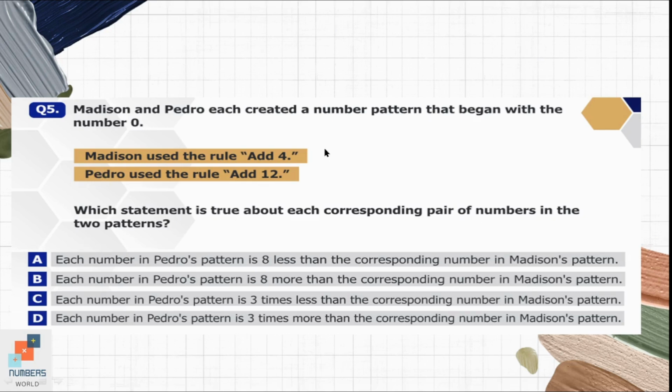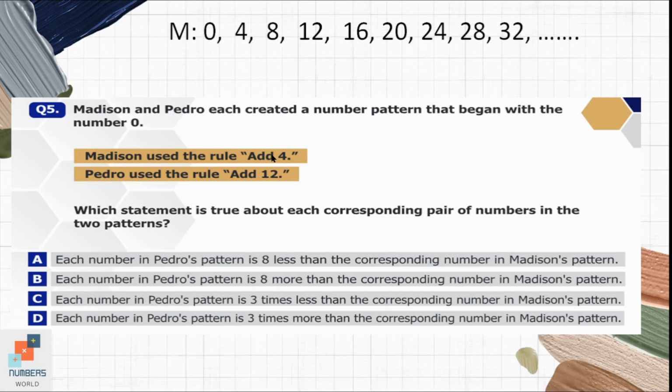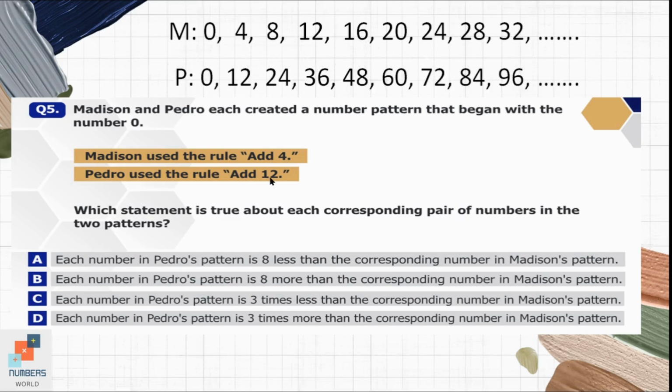So first of all, we are going to make patterns for Madison and Pedro. If we apply the rule of adding 4 to the previous number, we will get this pattern for Madison, and the rule is add 12. So after adding 12 to the previous number, this sequence will be for Pedro. Now let's read all the options one by one.